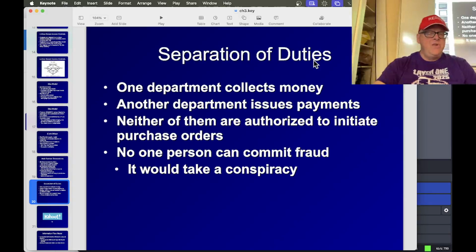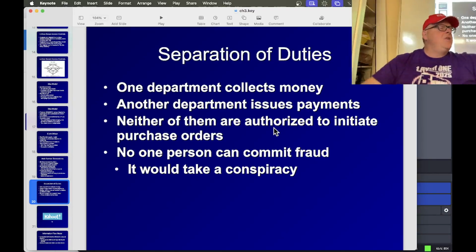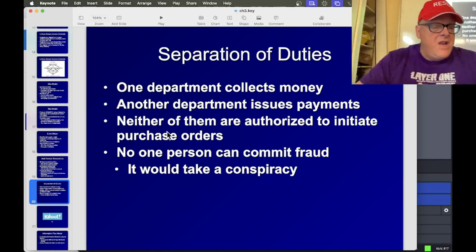And you have separation of duties, so if one department collects money and another department issues payments, neither of them can perform purchase orders all alone. That's the idea. That's certainly the way at the companies I've worked at. Anything that involved sending money out had to be approved by two separate people to make sure no one person can easily steal the money.